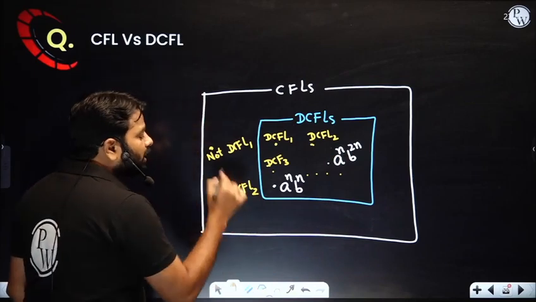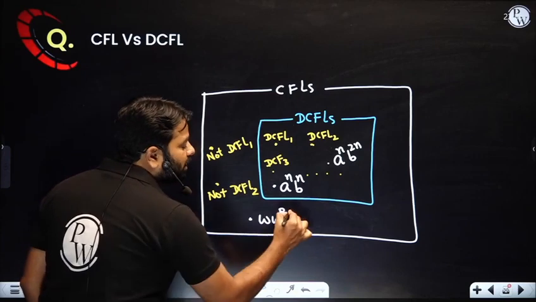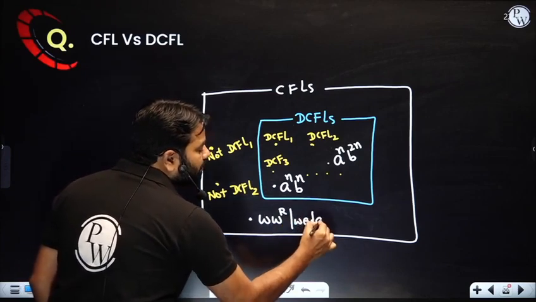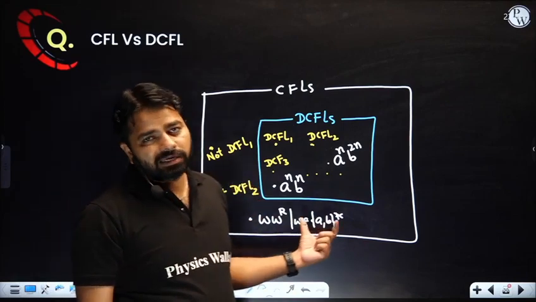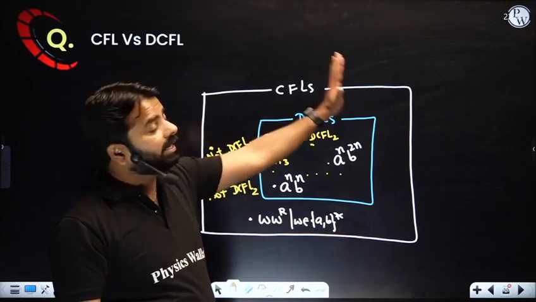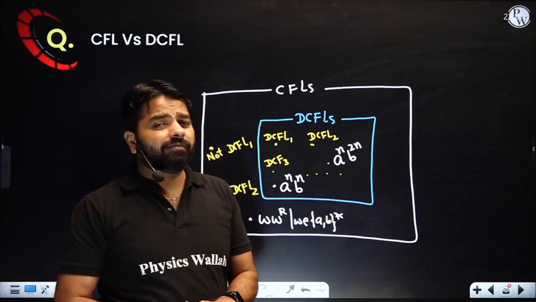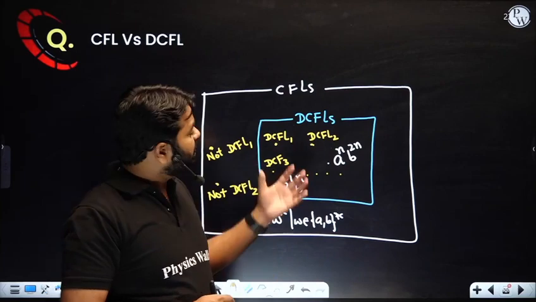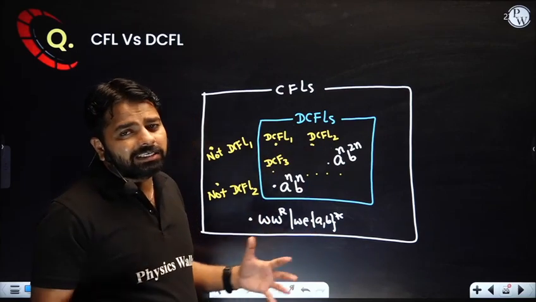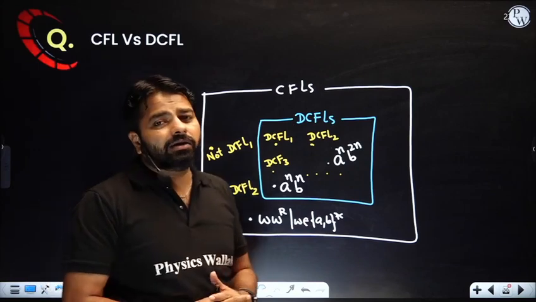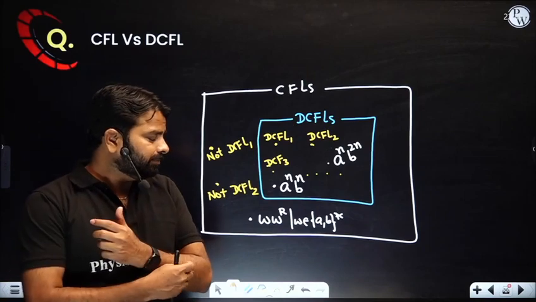But here, not DCFL case, like the last example I have given as homework, right? w w^R such that w belongs to (a,b)*. This language especially is not a DCFL, but it still has a PDA, that's why it comes under CFLs. Likewise, there are many languages we have within the CFLs. Some are DCFLs, some are not DCFLs. Okay, so now we are going to categorize these languages and understand what languages are CFLs, what languages are DCFLs.